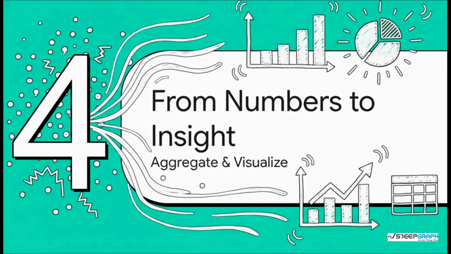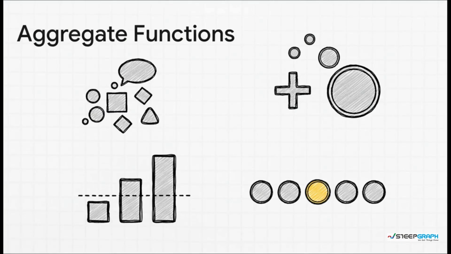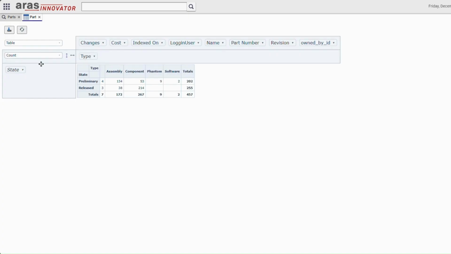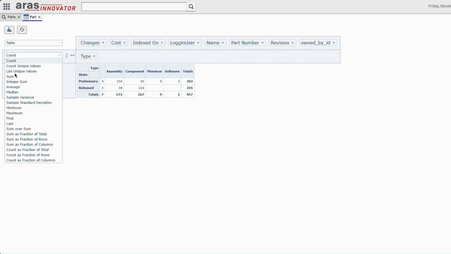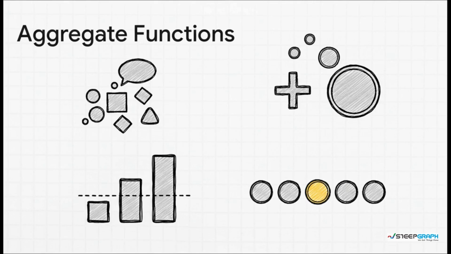All right, so you've dragged and dropped, you've arranged your data just how you want it. Now what? Well, this is where the real magic happens. This is where we turn all those numbers into meaningful summaries and, even better, really clear visuals. The Pivot Generator comes packed with some seriously powerful aggregate functions. You can instantly get a count of items, sum up costs, find an average cycle time, calculate the median, you name it. This is how you go from just having a long list of data to actually quantifying what it all means.